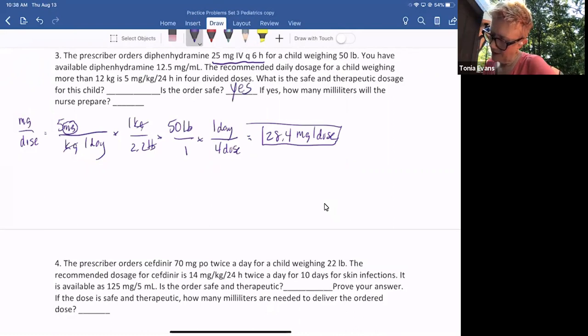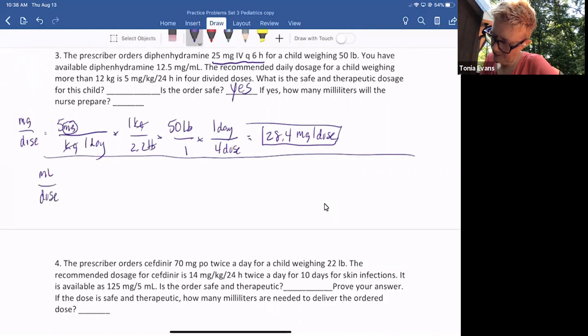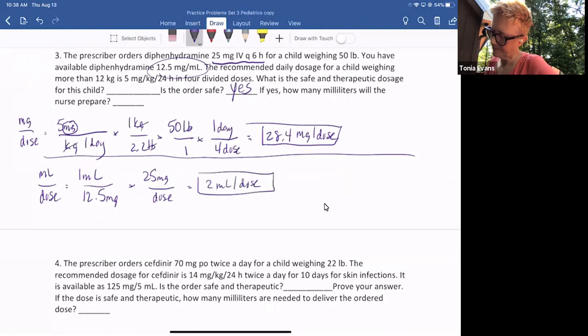And if yes, how many milliliters will the nurse prepare? So the second part is milliliters per dose. And we know that 1 ml is 12.5 milligrams. Our dose is for 25 milligrams per dose. That's going to be 2 mLs per dose. All right.